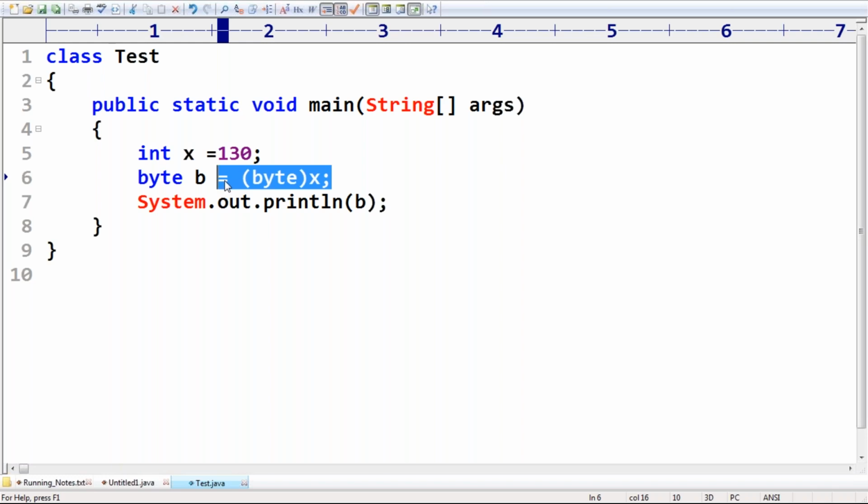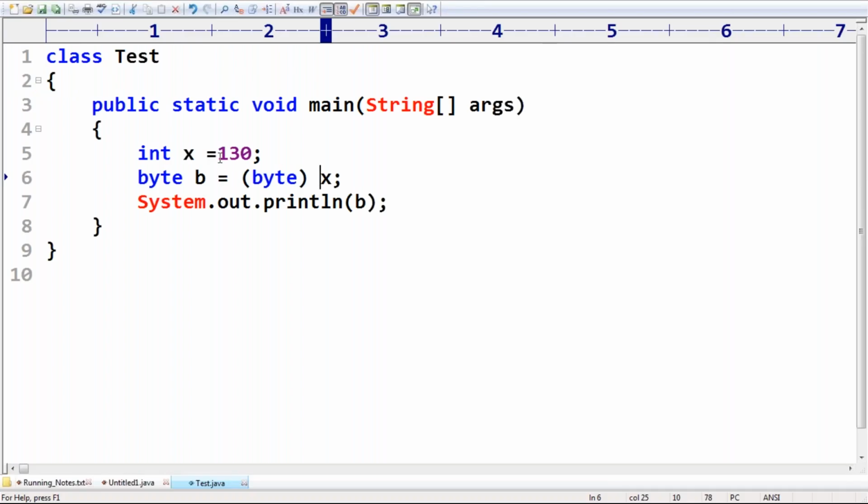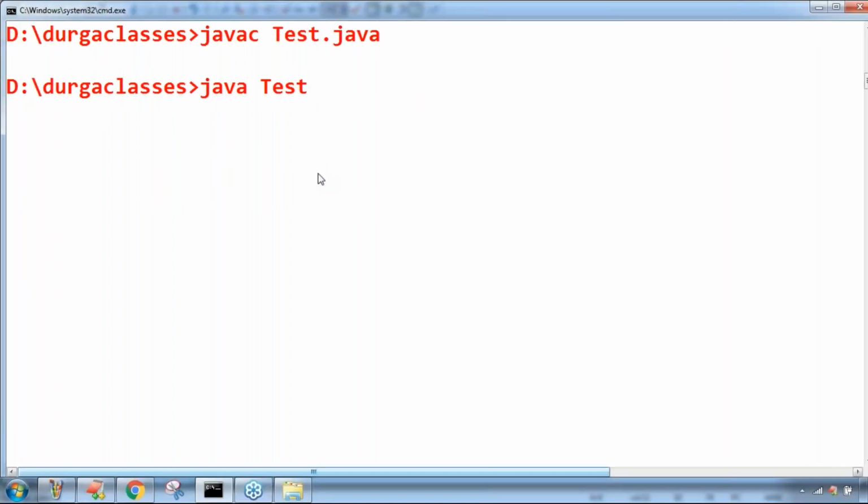Next, in explicit typecasting there may be a loss of information. Now have a look once. I compile this code and run it. Actually what is the value? I assigned 130 to the byte variable, but the output we are going to get is minus 126. So there may be loss of information, because you are placing a bigger value inside a small place, obviously loss of information is there.